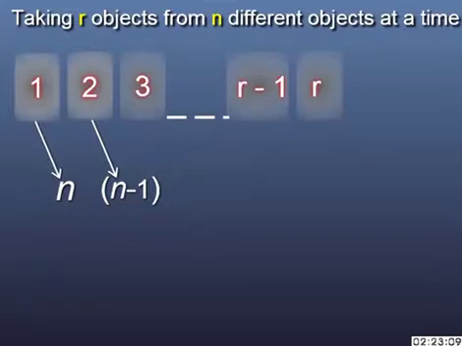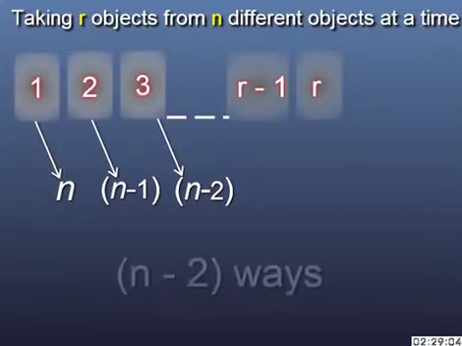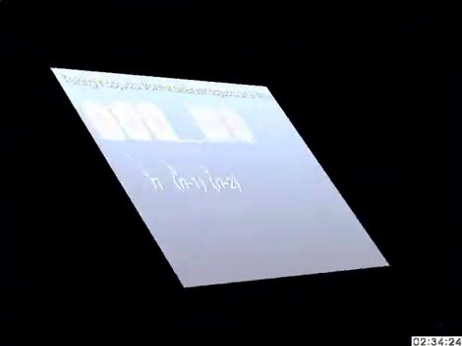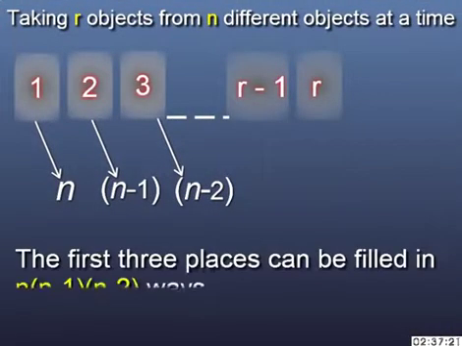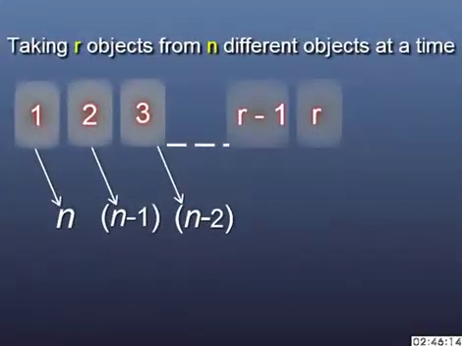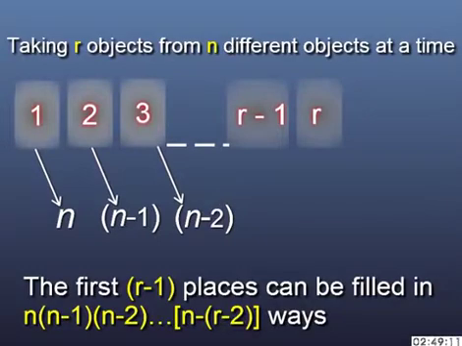When the first two places are filled, there are n-2 things left, so the third place can be filled from the remaining n-2 things in n-2 ways. Therefore, the first three places can be filled in n into n-1 into n-2 ways. Continuing in this manner, we find that the first r-1 places can be filled in n into n-1 into n-2 and so on into n minus r-2 ways.